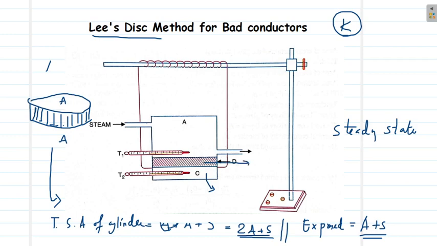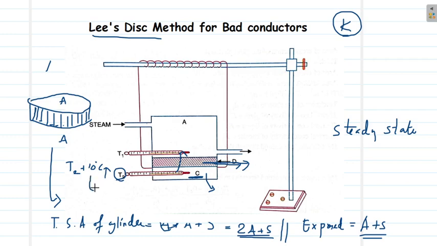For that, we remove this bad conductor D and we keep this cylinder C in direct contact with the steam chamber A. Then, as we know, the steady state will be lost and the cylinder will gain some temperature. It will gain some heat and this temperature T2 will rise up because now it is in direct contact with the steam chamber. We have removed the bad conductor. When this T2 reaches 10 degrees Celsius above the earlier T2, that is T2 plus 10 degrees Celsius, we remove the cylinder from the setup and we allow it to cool down.